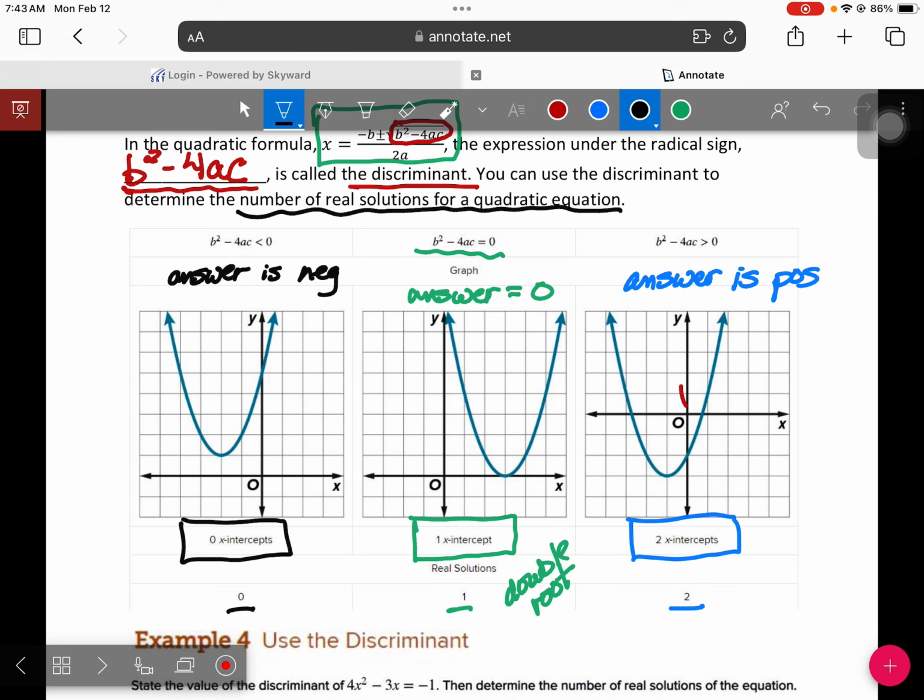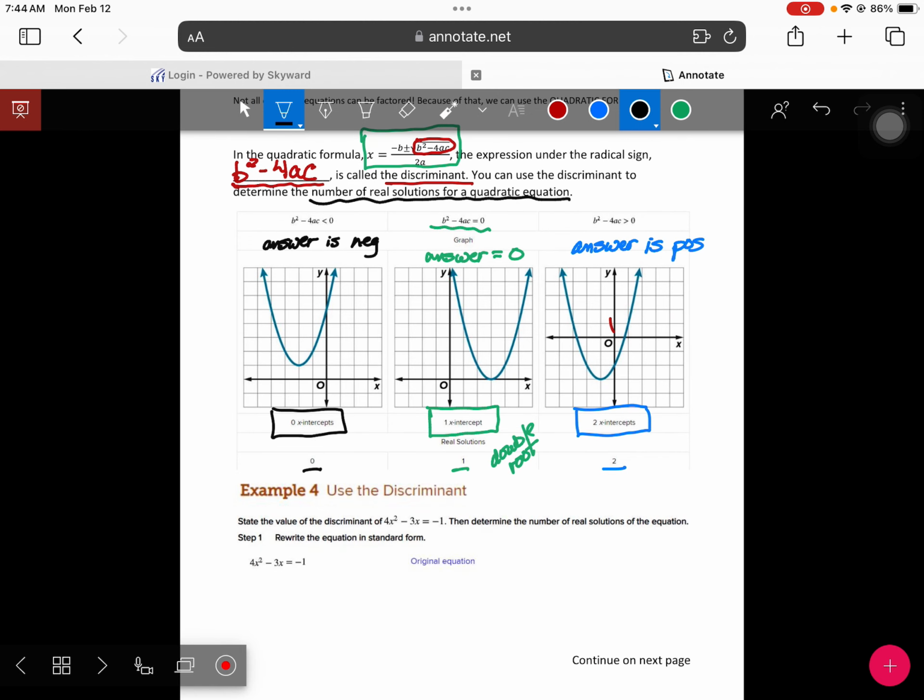So I like to think of these as kind of like cousins. If you have a negative answer, an answer equal to 0, and an answer that is positive. Your negative answer gets you the least number of x-intercepts, which is 0. The graph doesn't cross. If the answer is 0, that's the middle one. You have 1 x-intercept. And if your answer is positive, then you have 2 x-intercepts. Okay? Any questions about what those mean right now?